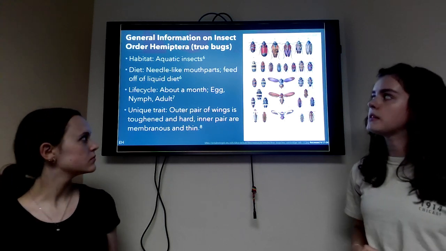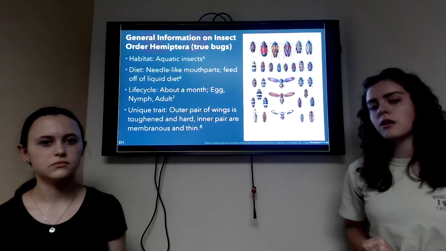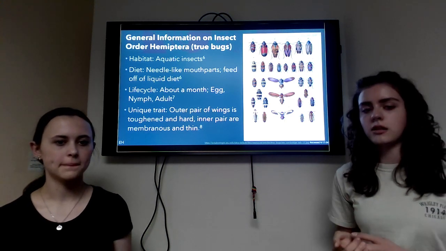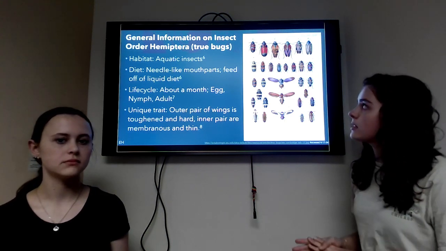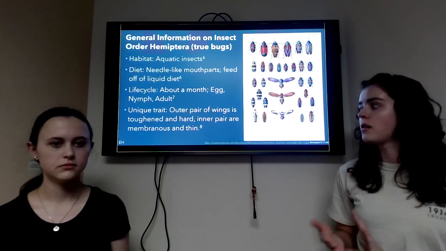And some information on order Hemiptera is that they are mostly aquatic insects, and they have needle-like mouth parts, which means that they feed off of a liquid diet. Their life cycle lasts about a month, and they go through egg, nymph, and adult stages. One unique trait about this order is that they have an outer hard pair of wings and then an inner thin pair of wings.